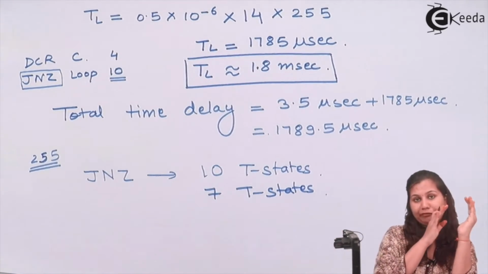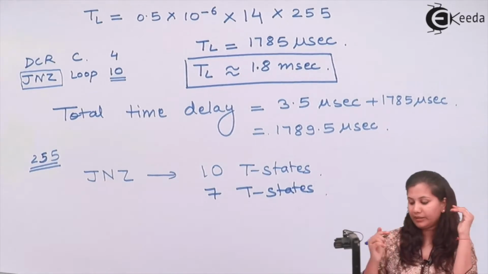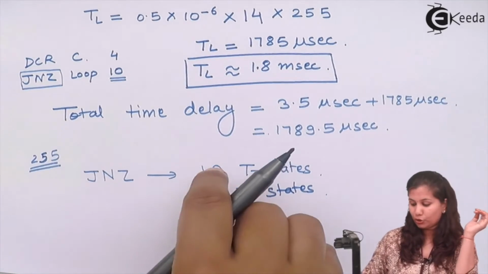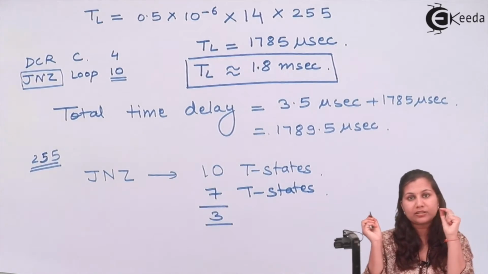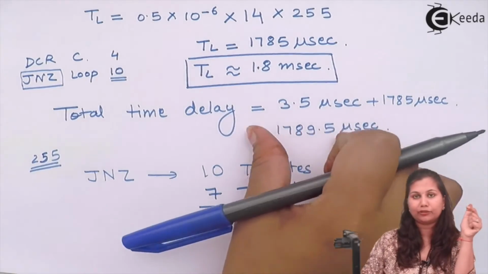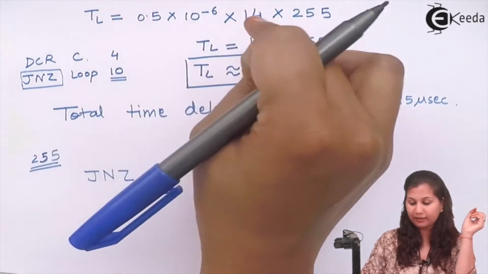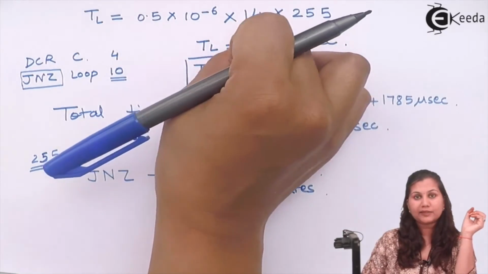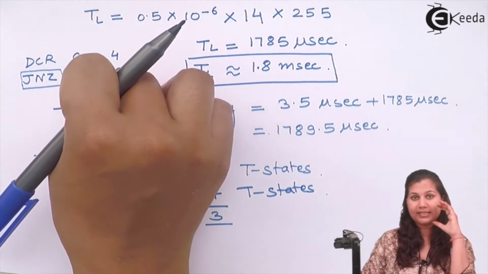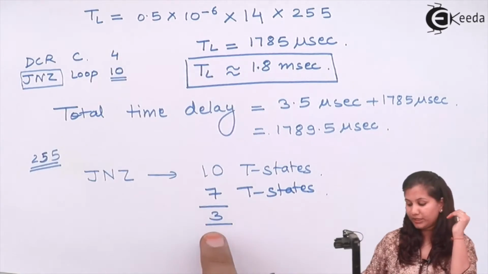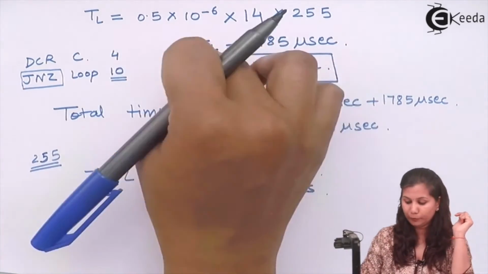So 255 times it is requiring 10 T states, but at the last time it is requiring only 7 T states. The difference between 10 and 7 is 3. So the difference of these 3 T states we have to subtract from the total time delay, because we have taken 4 plus 10, a total of 14 T states, but the last time it runs for only 7 T states. It runs 3 T states less.